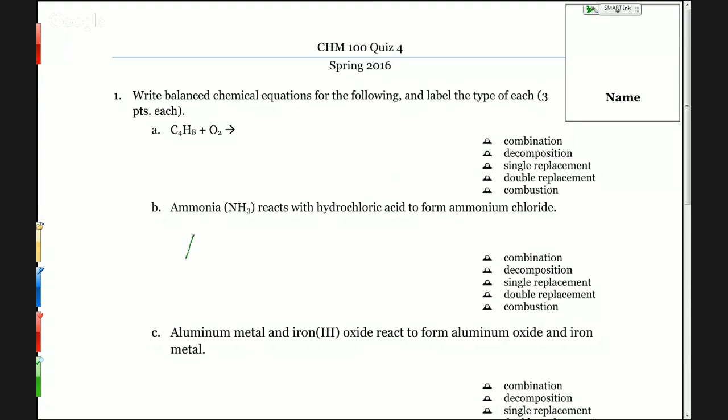We did that one. So NH3 plus hydrochloric acid, which is HCl, forms ammonium chloride. So ammonium is one of the ions from the list, NH4 plus. So ammonium chloride is going to be NH4Cl. And that is balanced as it is. So that's a combination reaction.